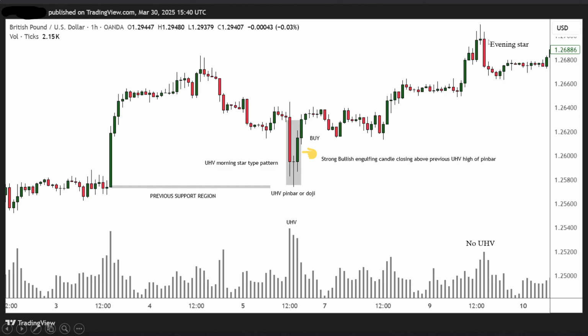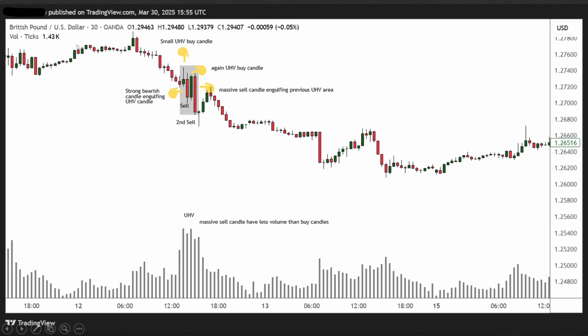There is an evening star reversal pattern there as well, but there is no UHV, no ultra high volume on this setup, so we will not play this to the sell side, because on this pin bar there is no ultra high volume. We will ignore this, but we will not ignore ultra high volume.